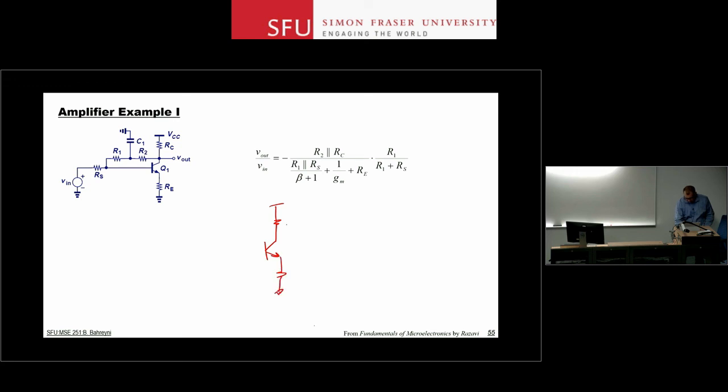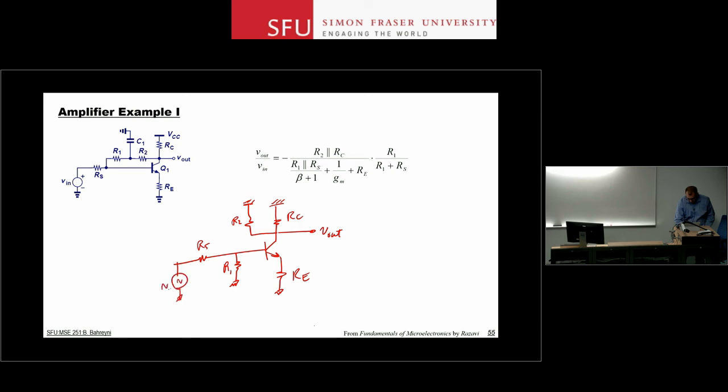So this is V out, RE, RC. Now, if C1 is short-circuited to ground, then this is going to be R2. And R1 is now going to be between base and ground. So remember it was here, so it can be put down here. And then you have RS here and VS.